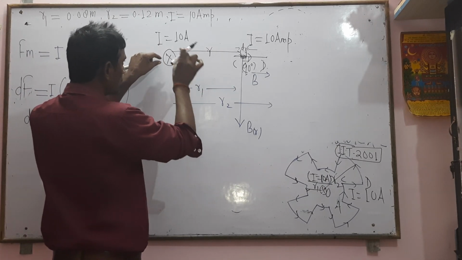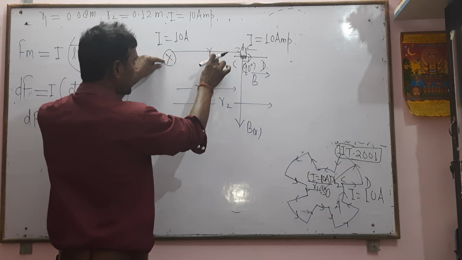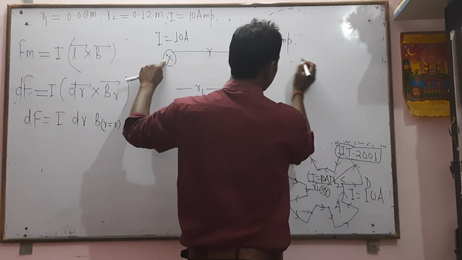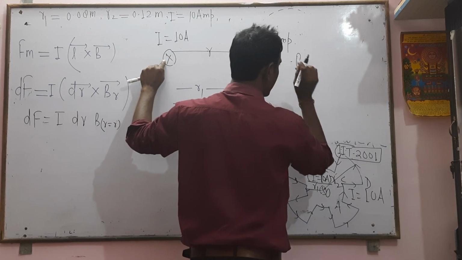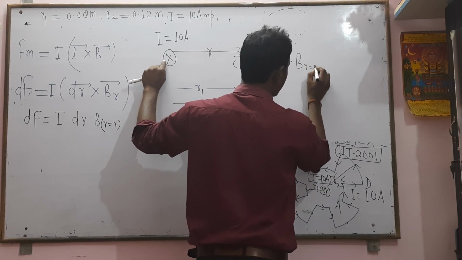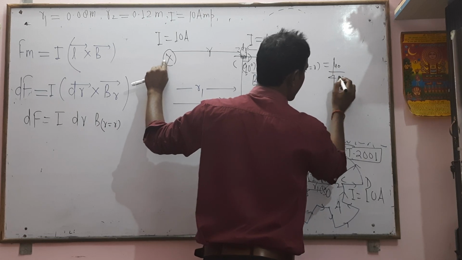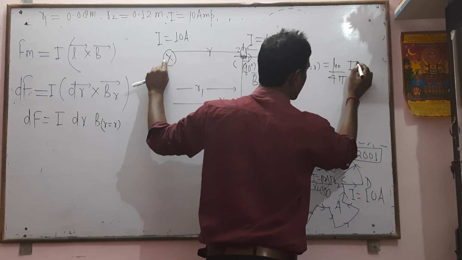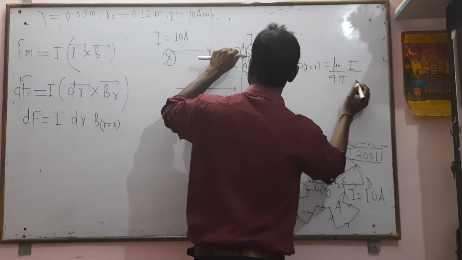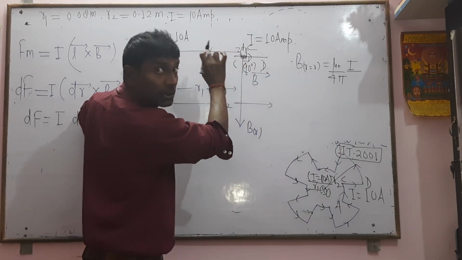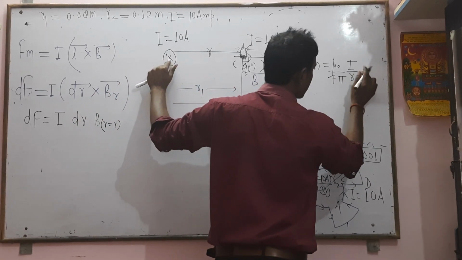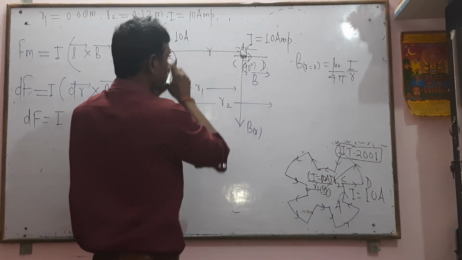Magnetic field due to a straight current carrying wire at r equal to r is what? So the magnetic field due to an infinite current carrying wire at r is mu naught by 4 pi, I by r, current I divided by distance r. This is the infinite current carrying wire.